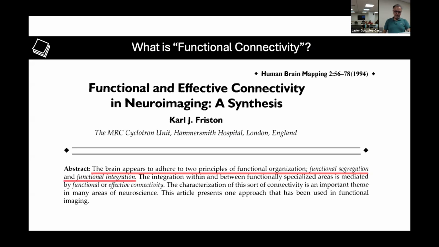So perhaps the first paper that mentioned this concept of functional connectivity within the framework of fMRI is this one from 1994 by Carl Friston. And he tries to put it within this context of thinking about the functional organization of the brain and having these two principles of functional segregation and functional integration. Functional segregation being the idea that you have different parts of the brain that are specialized into doing something. And that's usually what we go after when we do task-based studies. And functional integration, the idea that for a behavior or to achieve a goal, it's not that these areas are going to be working separately, but they need to talk to each other. And that's what we're going to try to look into when we look at functional connectivity.